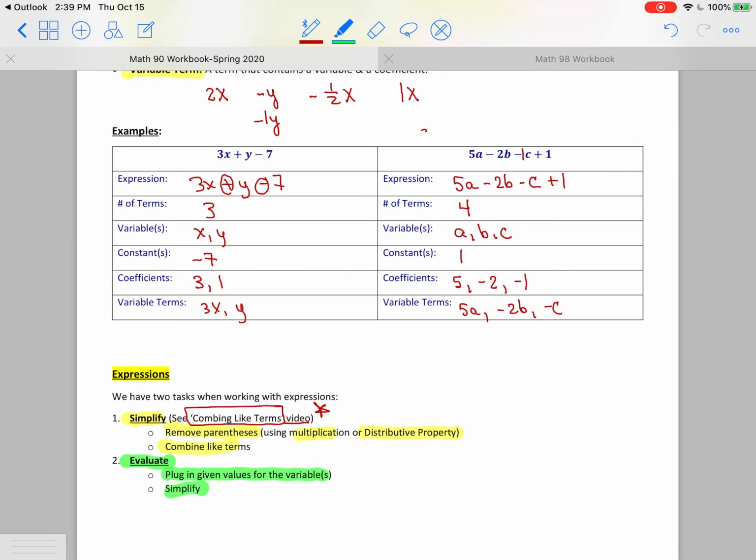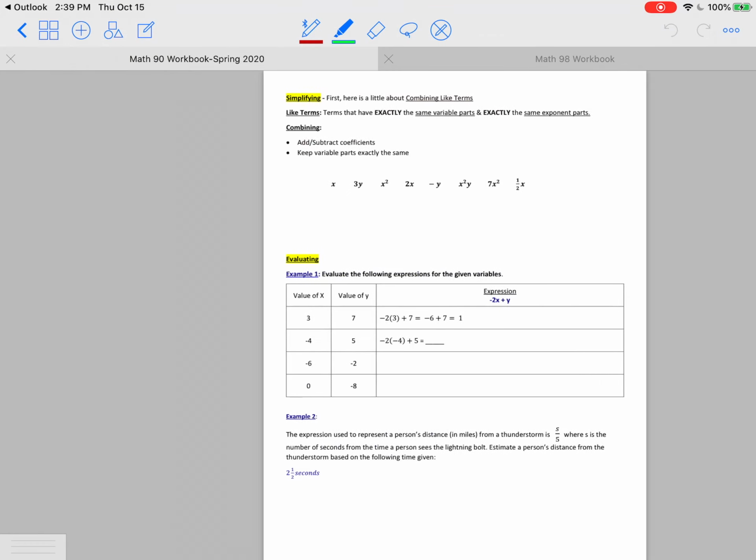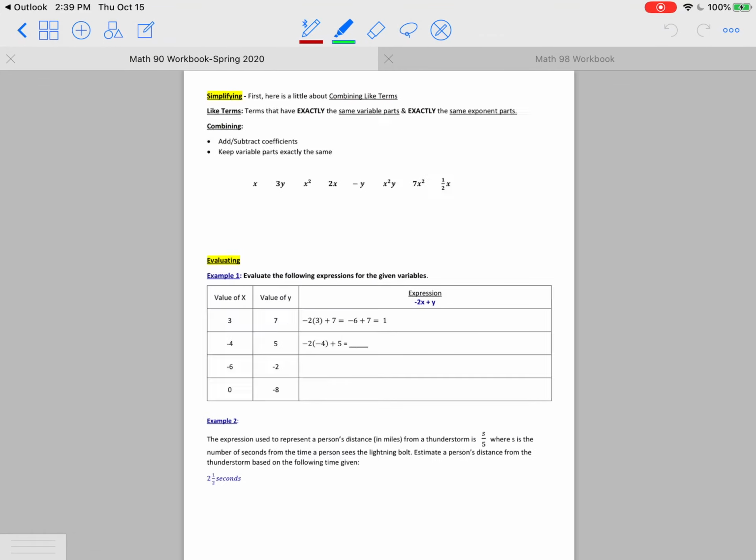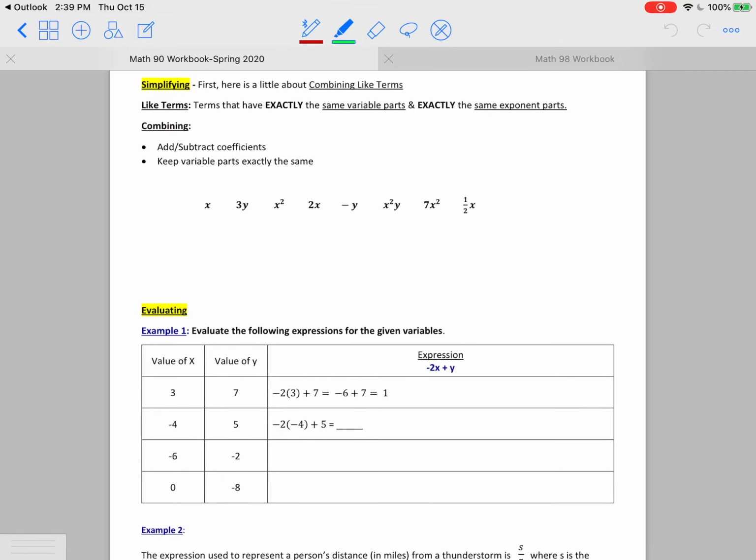All right, let's talk a little bit more about that. Okay, so in terms of simplifying, we're going to just kind of introduce ourselves to what it really means to combine like terms. So let's talk about like terms. Like terms are terms that have exactly the same variable part and exactly the same exponent part. Once we figure out our like terms, then we can combine them.